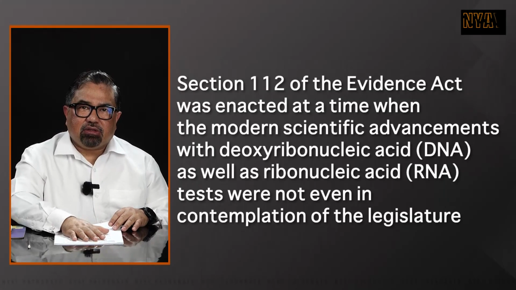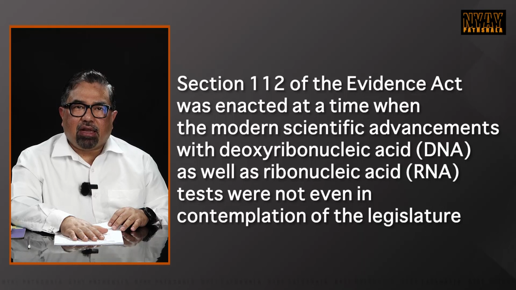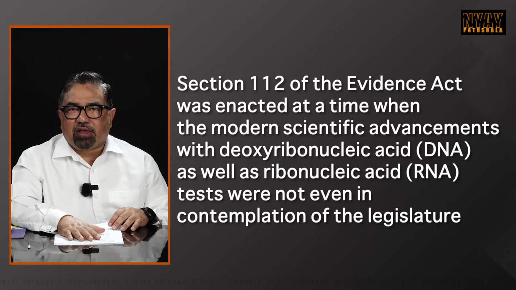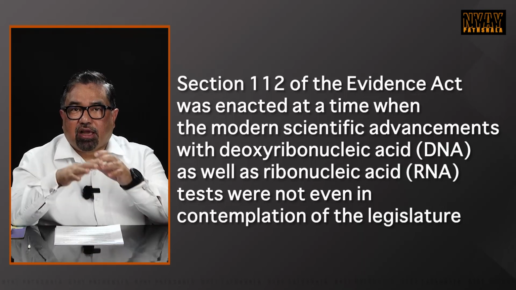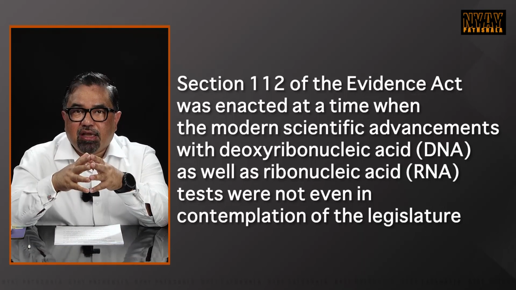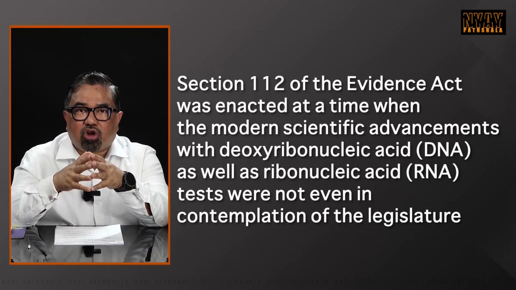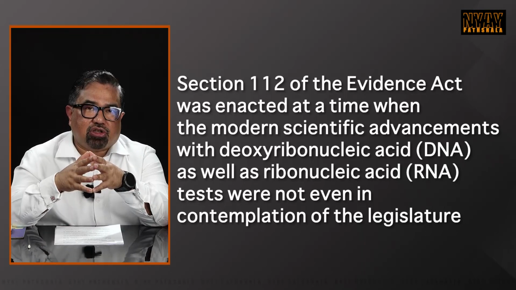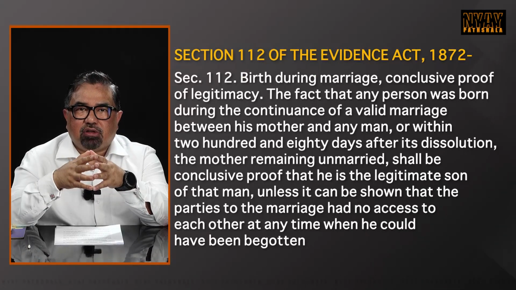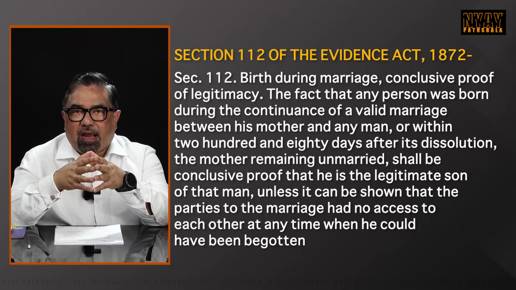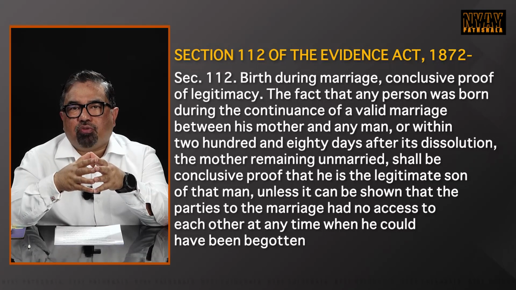But at this stage, we must remember that Section 112 of the Evidence Act was enacted at a time when modern scientific advancements such as DNA as well as RNA tests were not even in contemplation of the legislature. So let us look into the text of Section 112 of the Evidence Act 1872. Section 112 of the Evidence Act starts with the heading, birth during marriage, conclusive proof of legitimacy.